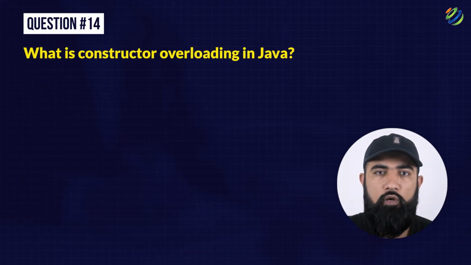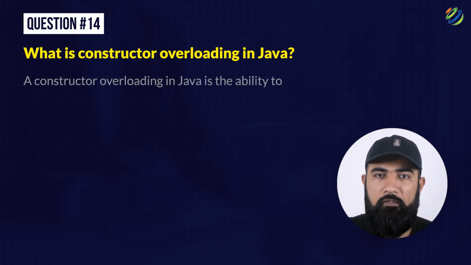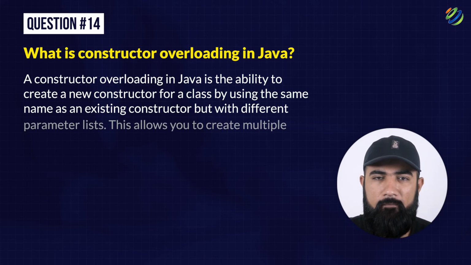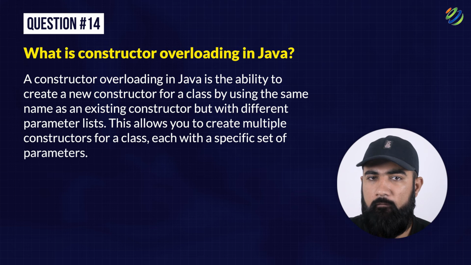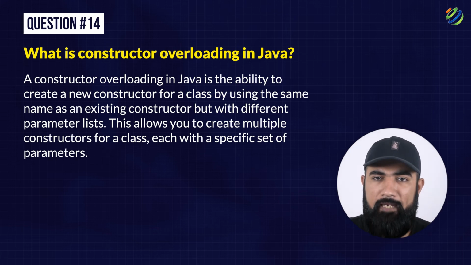Number 14. What is constructor overloading in Java? Constructor overloading in Java is the ability to create a new constructor for a class by using the same name as an existing constructor, but with different parameter lists. This allows you to create multiple constructors for a class, each with a specific set of parameters.